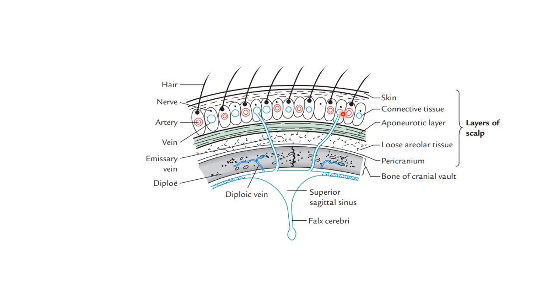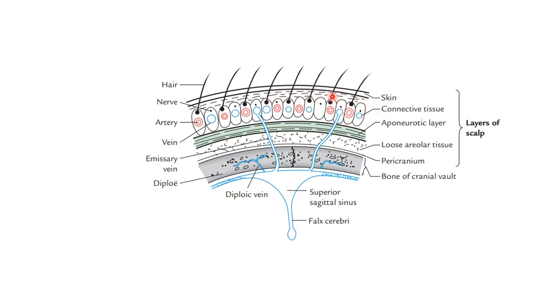Coming to the connective tissue layer, that is the superficial fascia. The superficial fascia of the scalp is made up of dense fibrous connective tissue that firmly binds the skin to the underlying epineurotic layer. That is the epineurosis of the occipitofrontalis muscle. The fibrous septa divide this layer into various small pockets containing fat lobules.